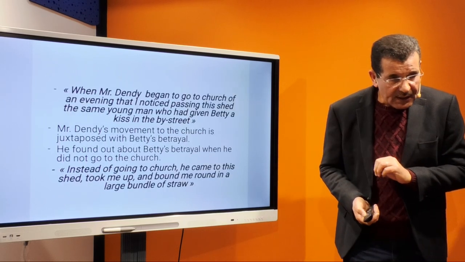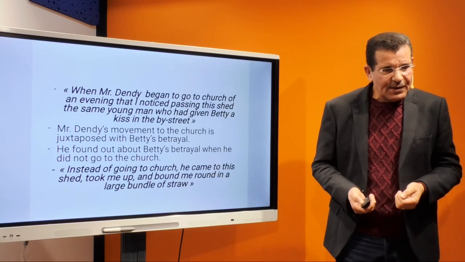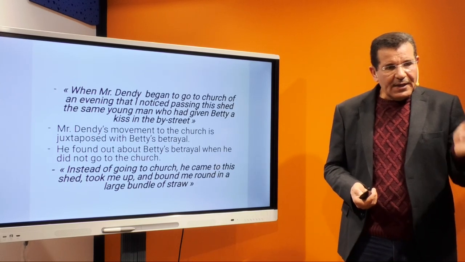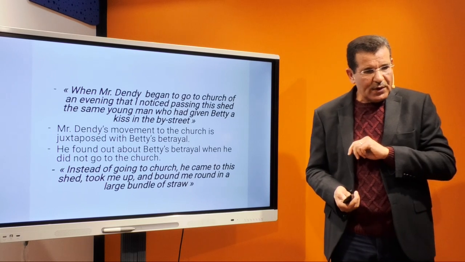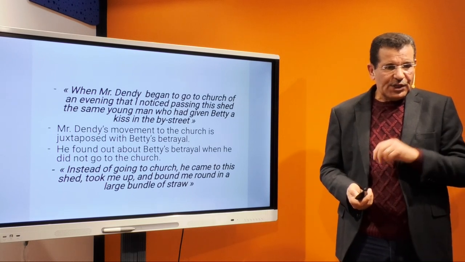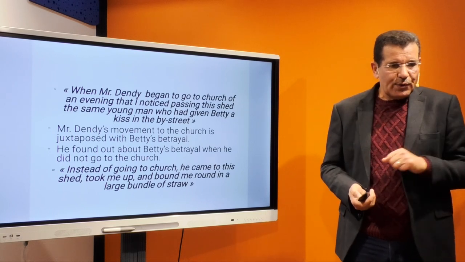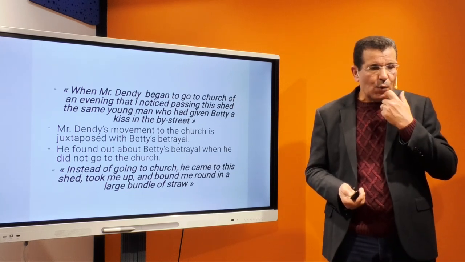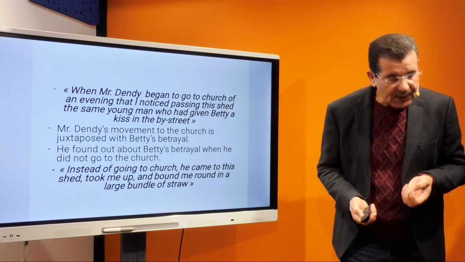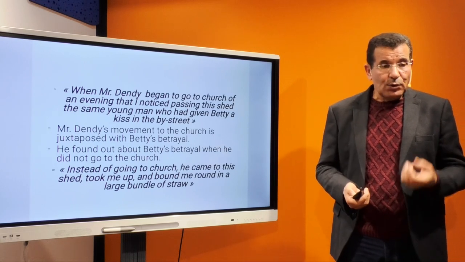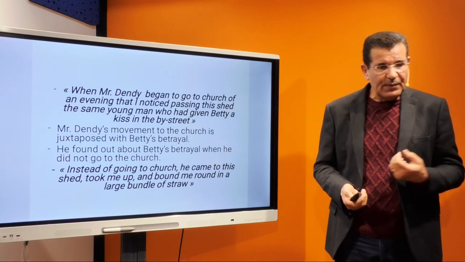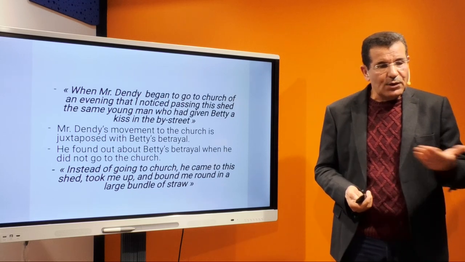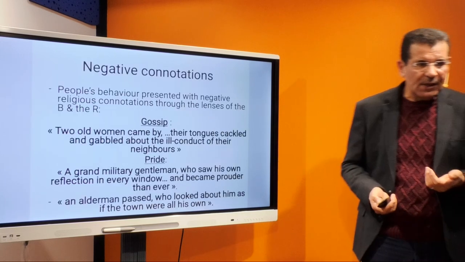And it is when Mr. Dandy stopped going to the church that he discovered his wife's betrayal. So instead of going to church, he came to his shed, took me up and bound me around in a large bundle of stone. And that's where the story raises the point of the moral, the religious, and the involvement of a human being and the complexity of human relationships.